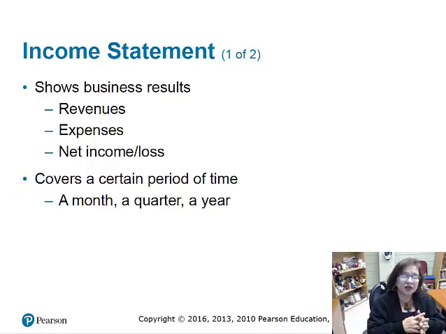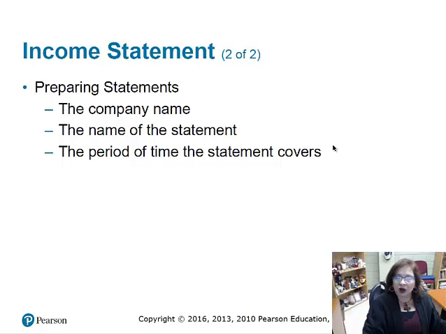It covers a period of time, either a month, a quarter, there's 4 quarters in a year, or the entire year. This is what you get off of the accounts from the balance sheet on the ending dates, and you create this. But like I said, the only thing you're going to use for the income statement is the revenue and expenses, whether or not you made any money. For any of the statements, you're going to need the company name, the name of the statement, and the period that it covers, from what time to what time.